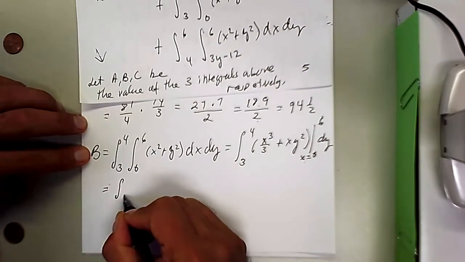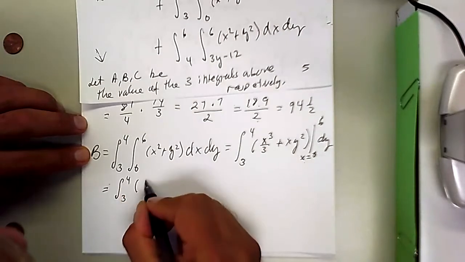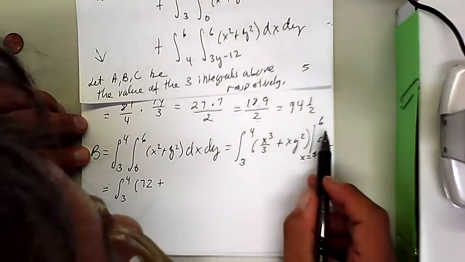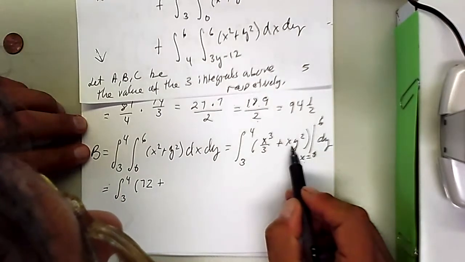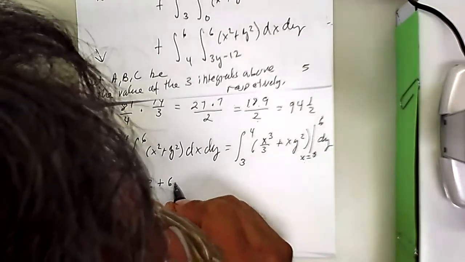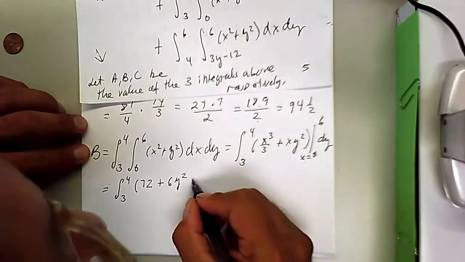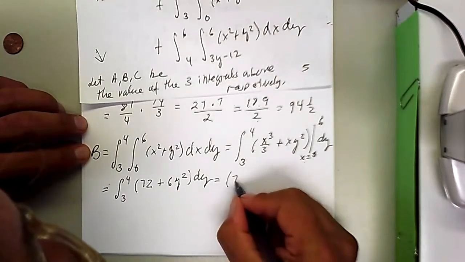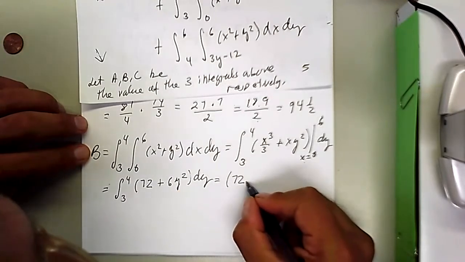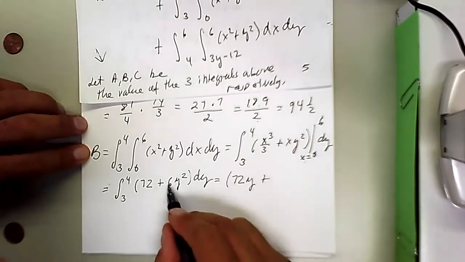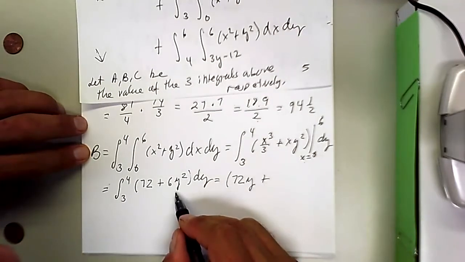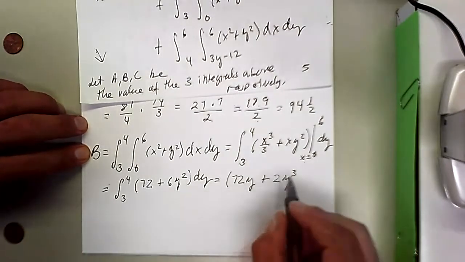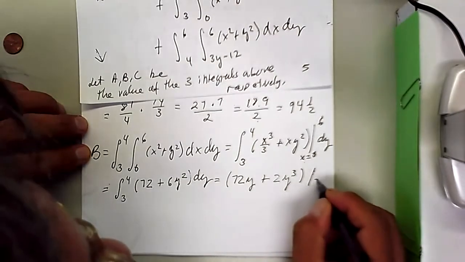So we're going to end up with the integral from 3 to 4 of 72 plus, plugging in the 6, 6y squared dy. Okay, so that is 72y plus 6y cubed over 3. Well, that is 2y cubed, because the 3 cancels with the 6. And we're going to go from 3 to 4.